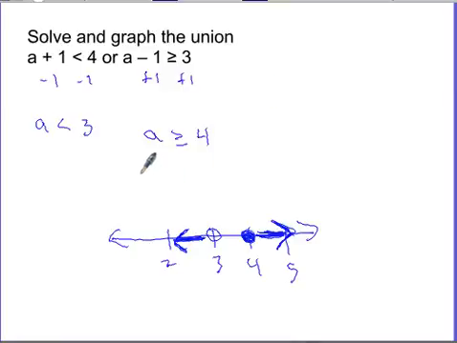So set builder notation: the set of all A such that A is less than 3, or A is greater than or equal to 4.